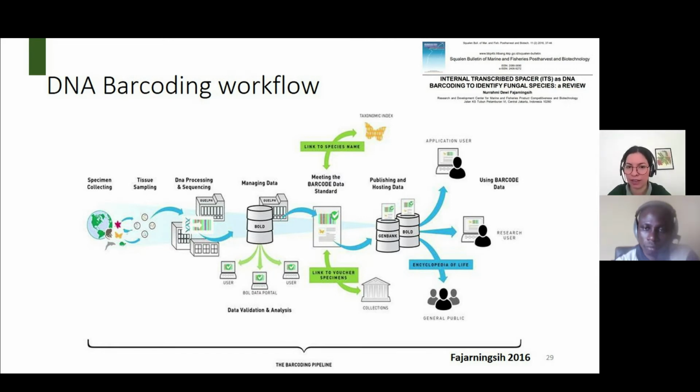I have another slide I will show. After all, you can compare the sequences that you obtained in the lab with sequences available in databases, for example the Barcode of Life database and GenBank. Then you can assign your sample to these specific sequences from the database, so you can identify the species on a molecular basis.